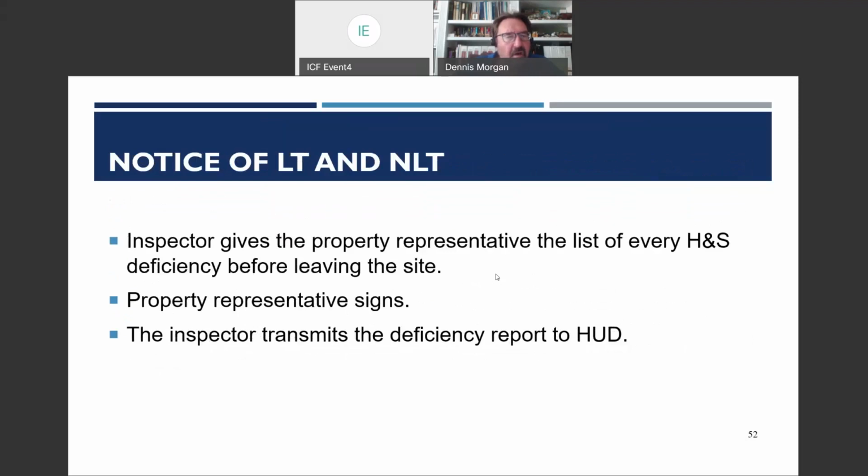Inspectors are also going to provide you a list of every health and safety deficiency on the property. You sign for that inspector. Inspectors are going to upload that information to the World of HUD at the end of their inspection. Within 24 hours, you are going to make the repair on the deficiency. And then within 72 hours, you will re-report back to HUD in terms of those deficiencies that now all had corrective action.